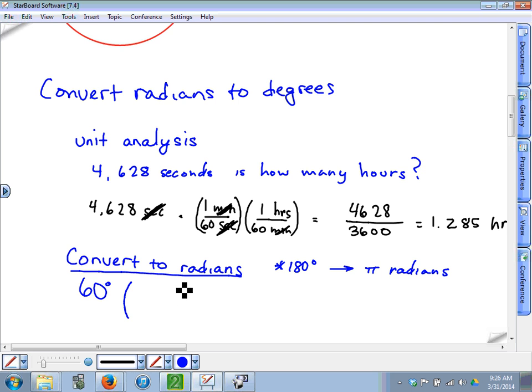So the important thing is what unit of measure are you trying to cancel? That's what we have to decide. We're trying to get out of degrees into radians. So if I want to cancel this degree, then on the conversion factor, where does the degree measurement have to go? It's got to go on the bottom. And what goes on the top? Pi radians.